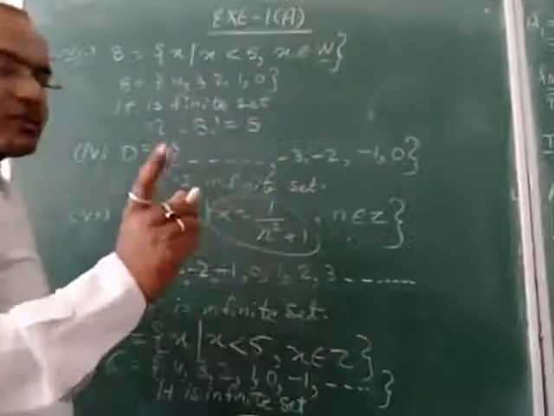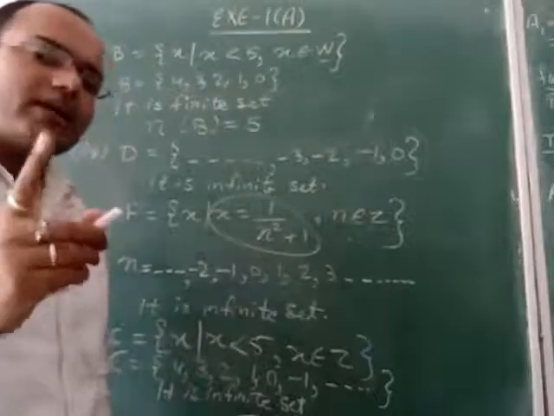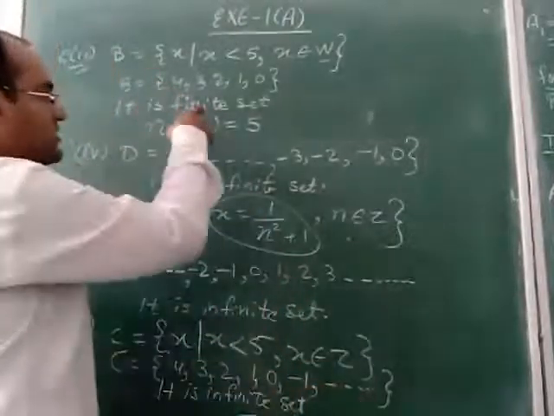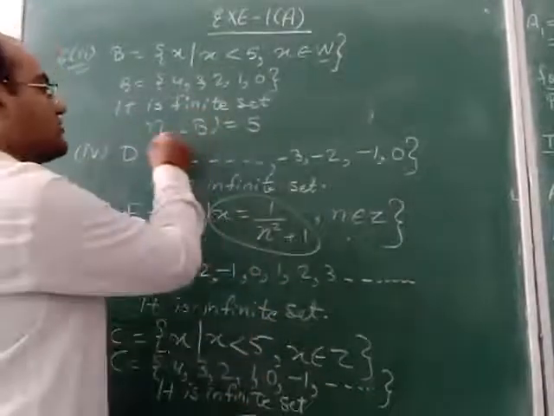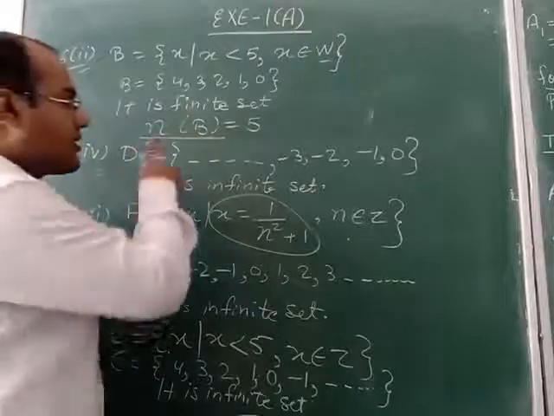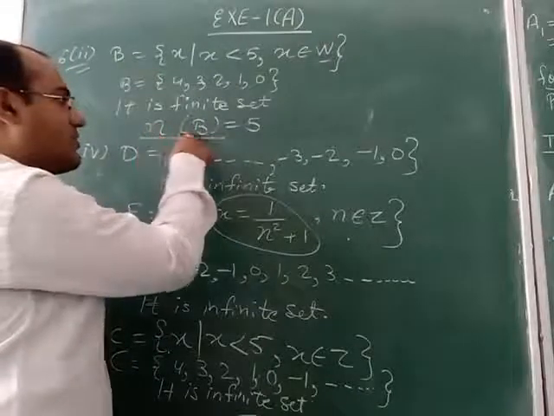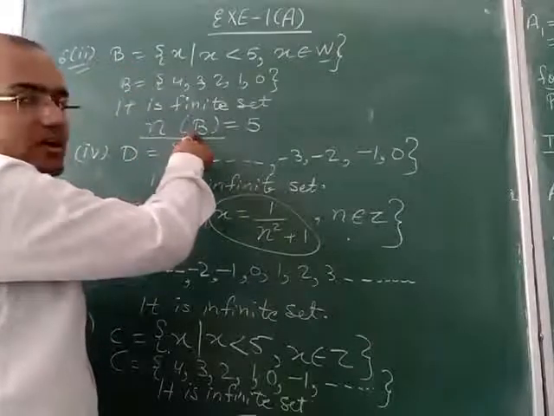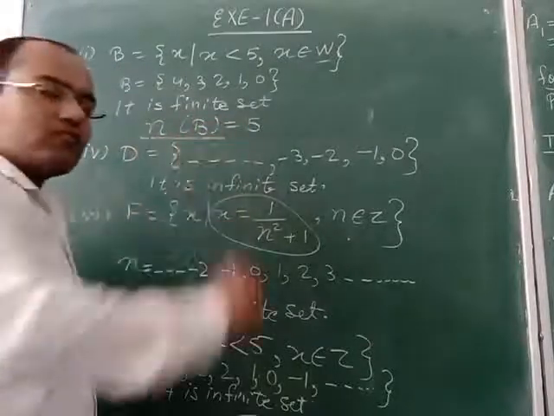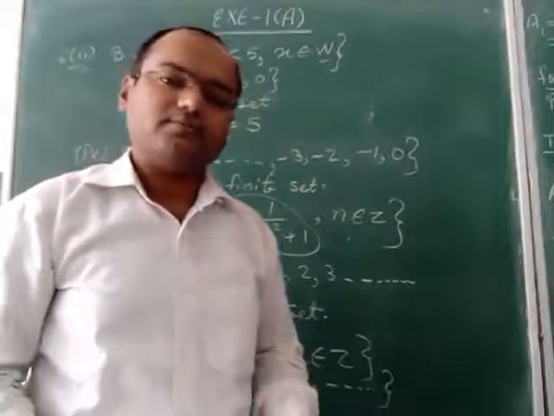In the question it is written that you have to find the cardinal number of the finite set. Since this is a finite set, that's why we are finding the cardinal number. So this is the cardinal number. The set name is B, so we write n(B). If the set were A, then we would write n(A). So n(B) is equal to 5. Like this you have to do question number 6.